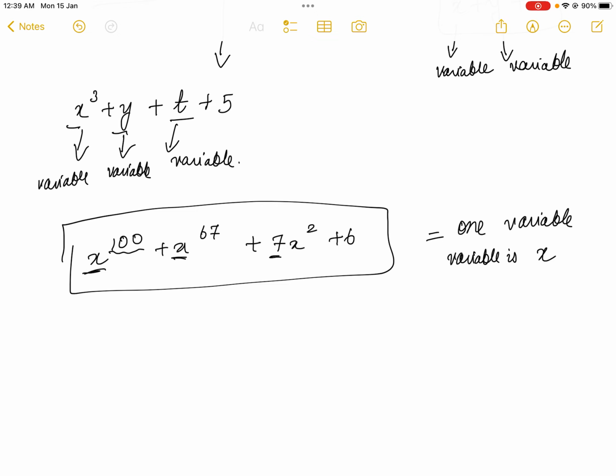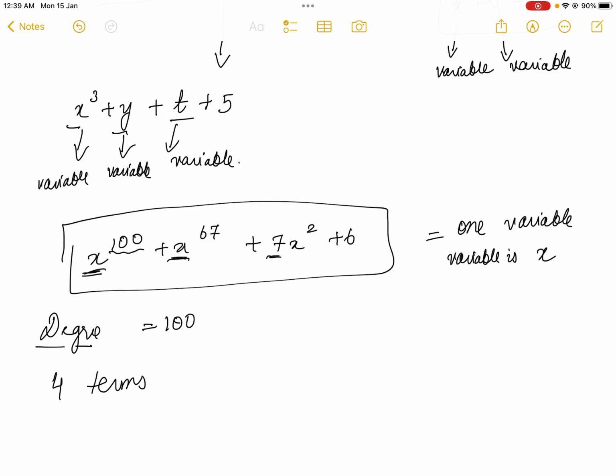Now using the same example, if I asked you what is the degree of this given polynomial or of this algebraic expression, the degree is going to be 100, right? Because degree basically means the variable with the highest power. And how many terms do you see in this? 1, 2, 3, 4. There are 4 terms. So everyone clear with what a polynomial with one variable is, what degree is, what a term is.